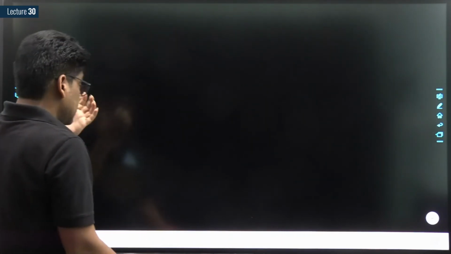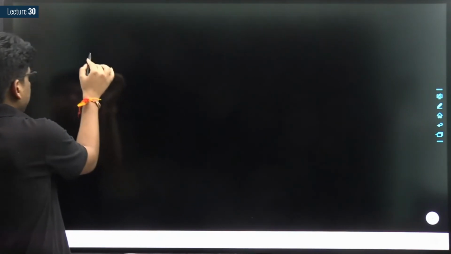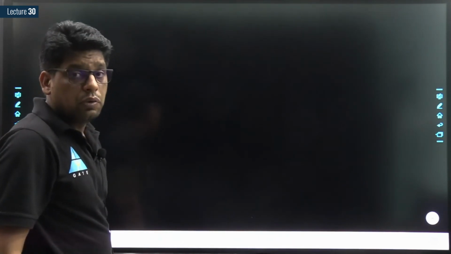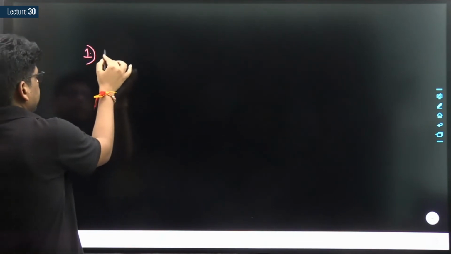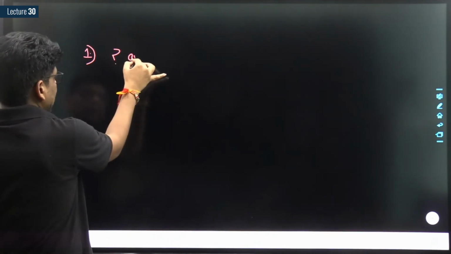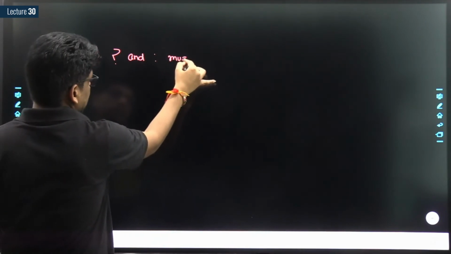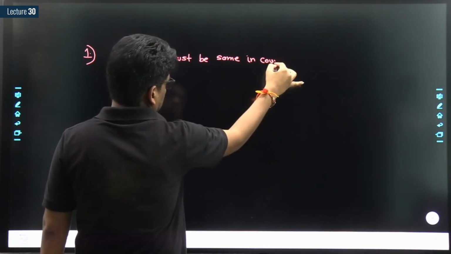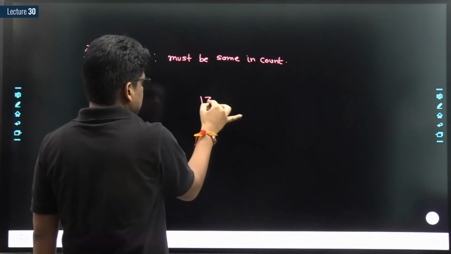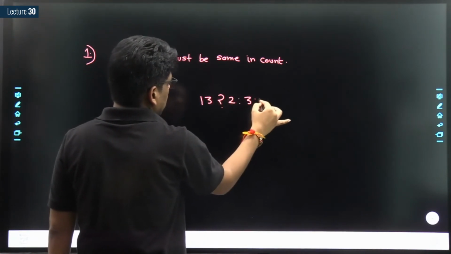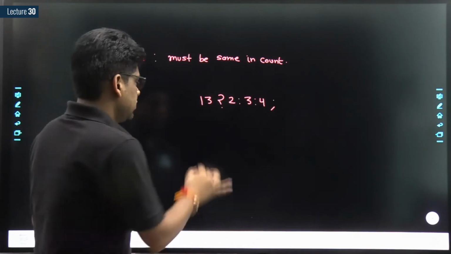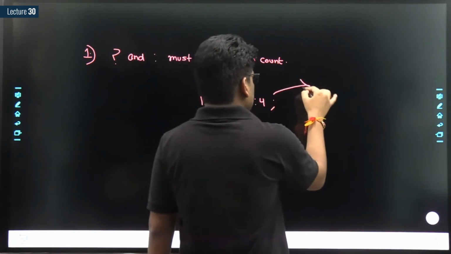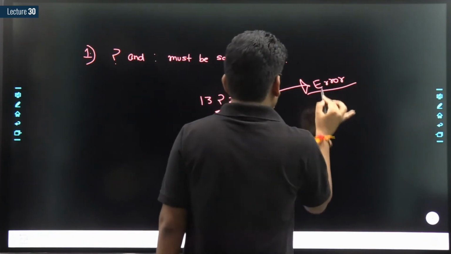Are there some rules we need to remember? First rule: the question mark and colon must be the same in number. That means I cannot have something like this: 13 question mark 2 colon 3 colon 4. Is it possible? No, sir. There is only one question mark. There must be exactly one colon. The compiler will raise an error if you provide something like this.